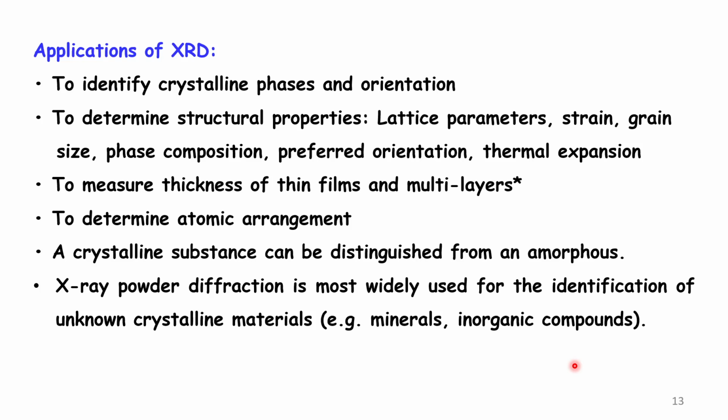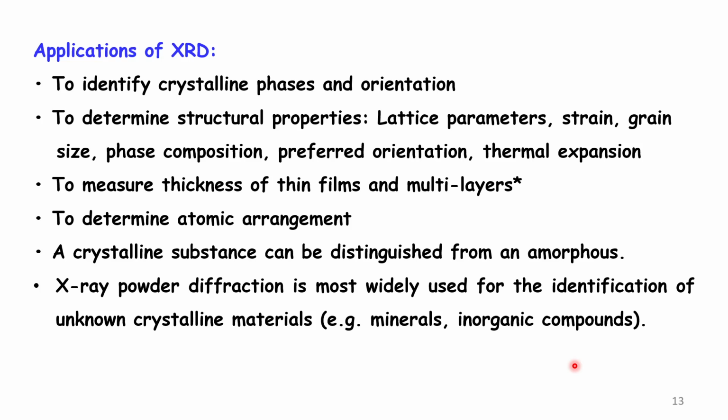Now we can determine the structural properties such as the lattice parameters. The lattice parameters in the case of the unit cell are a, b and c. These a, b and c are the lattice parameters that can be determined by using the powder diffraction method. Similarly, the strain in the crystalline material, the grain size, the phase composition, preferred orientation and the thermal expansion. It is used to measure the thickness of thin films and multilayers also.